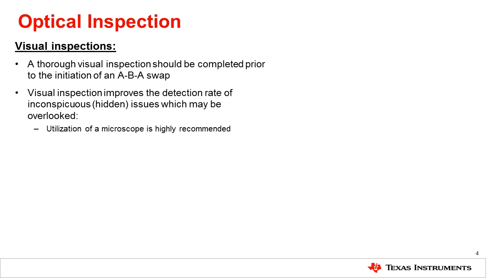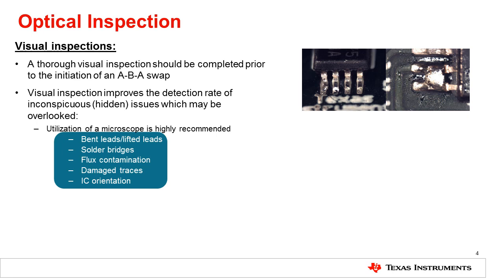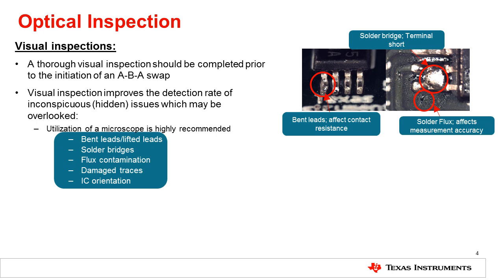Utilization of a microscope is highly recommended for the optical inspection process. Examples of frequent assembly issues are bent or lifted leads, solder bridges, flux contamination, more on flux later, damaged PCB traces, and IC orientation. Visuals of typical application issues are highlighted in the top right figures, including bent leads which affect contact resistance, solder bridges resulting in terminal shorts, and flux which can affect measurement accuracy.